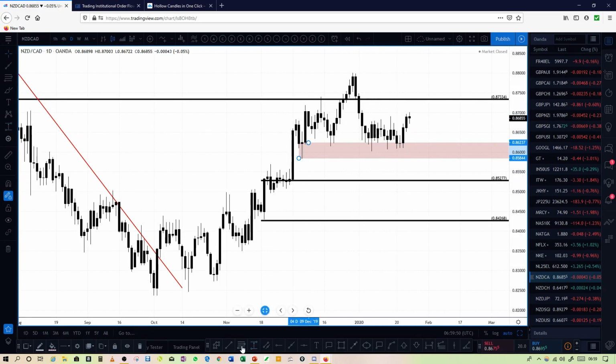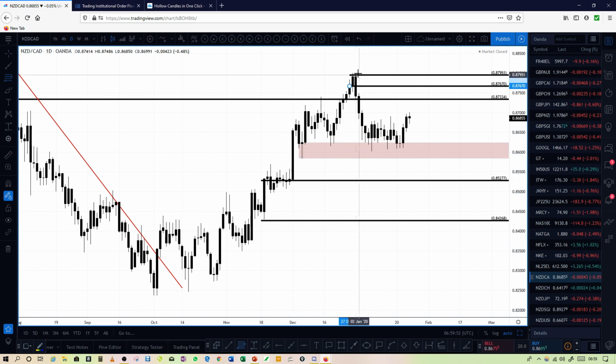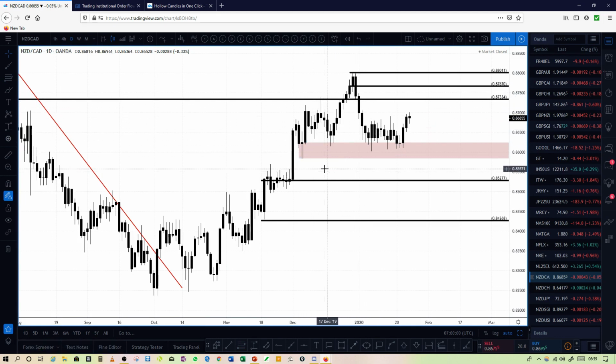This is a supply zone that was created in the context of that uptrend on the weekly, but the daily clearly has stopped the uptrend. It hasn't yet established a downtrend though. So when you look at this market, do you want to go short there? Do you want to go long down into these levels here? That's really the decision you have to make.